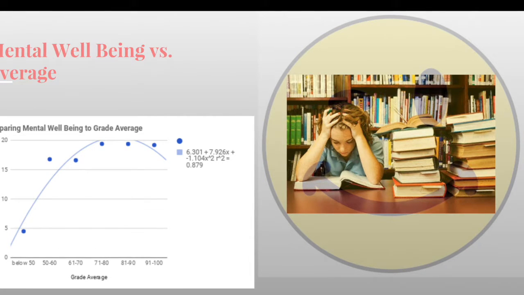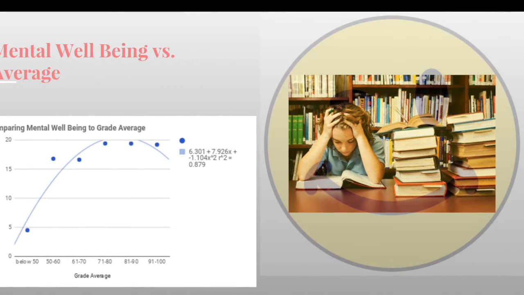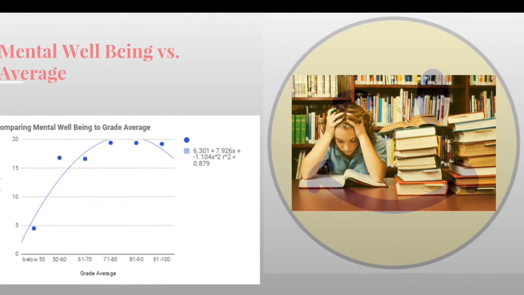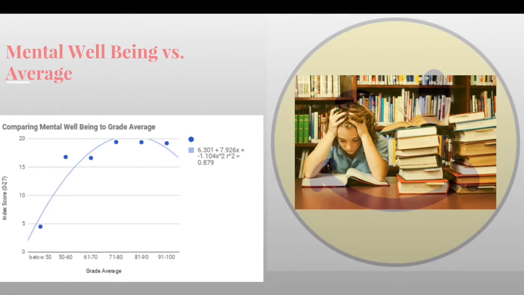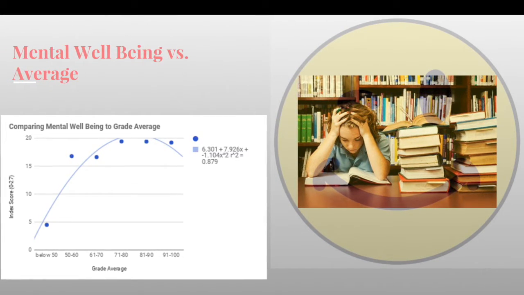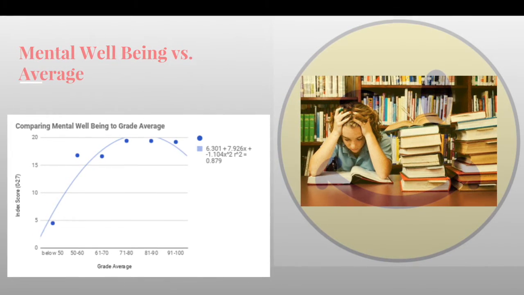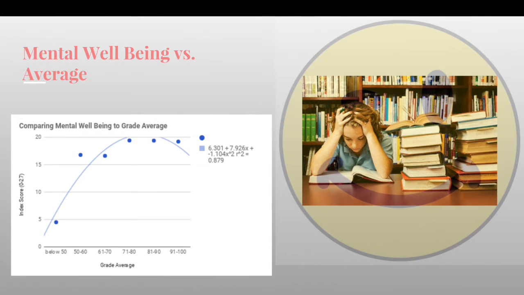By comparing the grade average and our well-being index score, the data shows a quadratic relationship. A student's mental well-being is significantly lower when they have poor grades. It also shows that students with extremely high grades may also have a lower well-being index score. This is possibly because these individuals are often under high amounts of stress, which can cause higher rates of depression and cause them to have less time to be social.